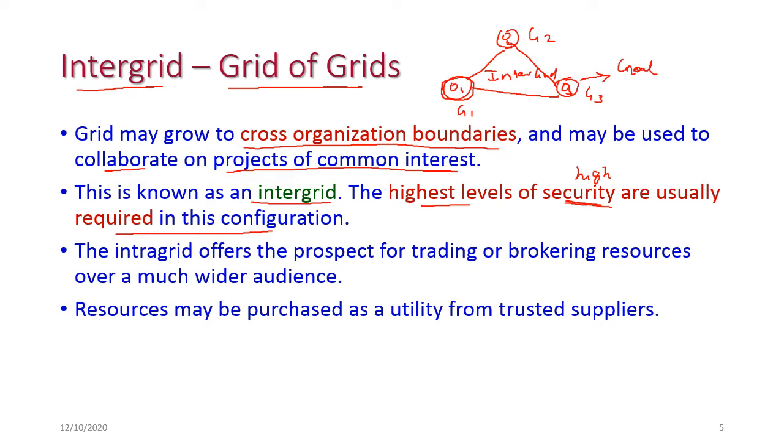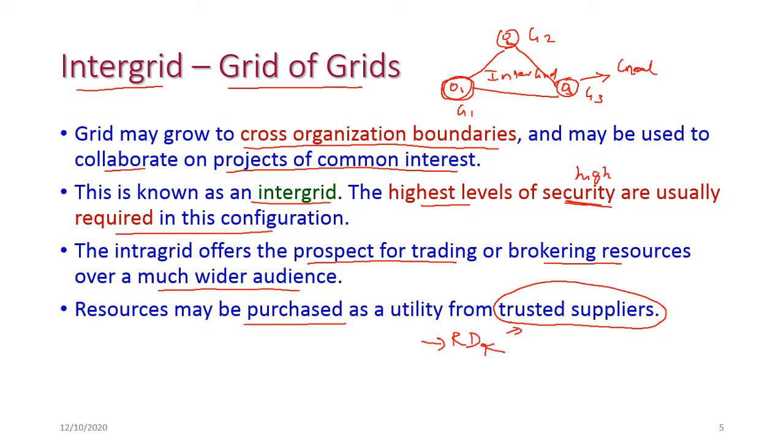The intergrid offers the prospect of trading or brokering resources over a much wider audience, and resources may be purchased as a utility from trusted suppliers, because normally the grid will be used for R&D purposes, research and development. If we purchase the resources from other suppliers, they may steal our results or data. So, we need to purchase all our resources only from trusted suppliers.